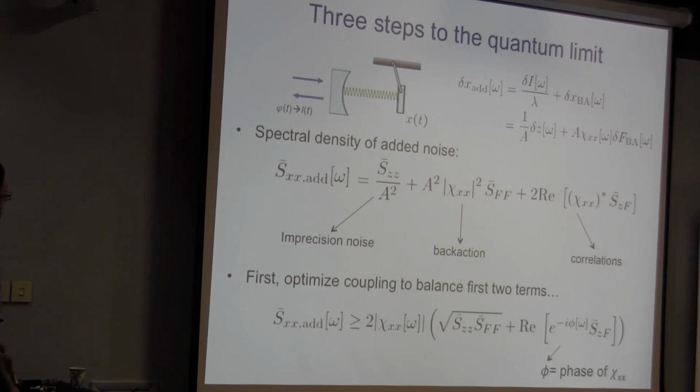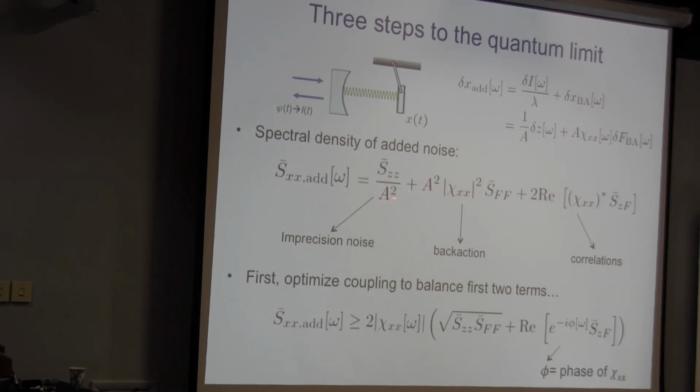So how do I reach the quantum limit? Well, the first thing is, look, my coupling is showing up. If I make the coupling big, the back action gets really big. Make the coupling too small, this imprecision noise gets really big. The first thing I'm going to do is pick the optimal value of A.